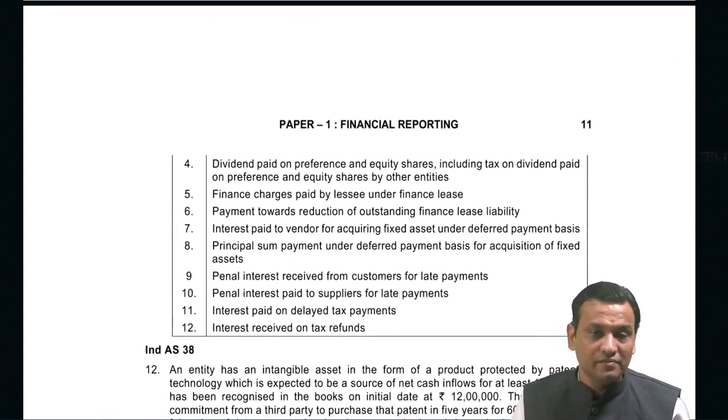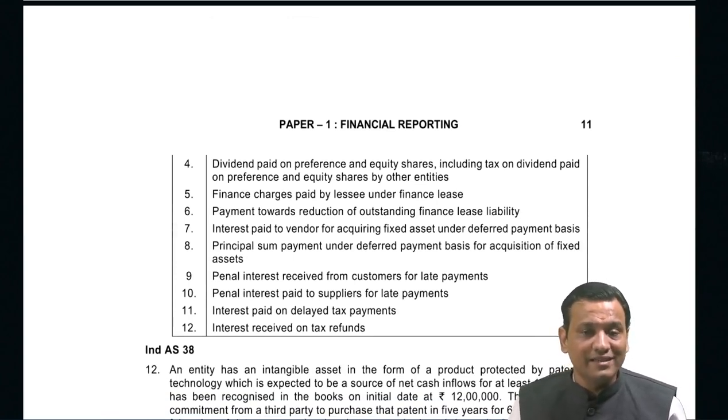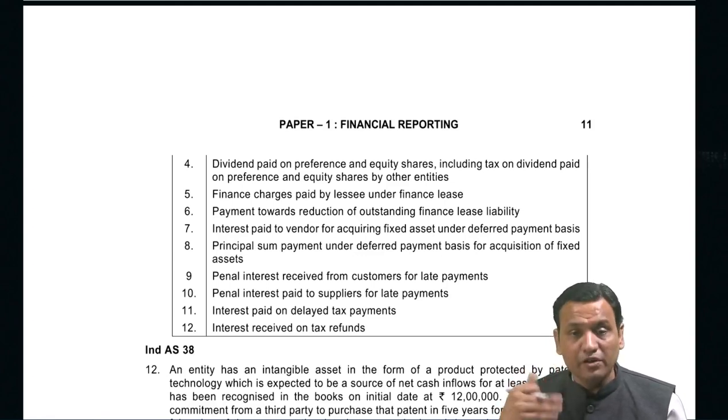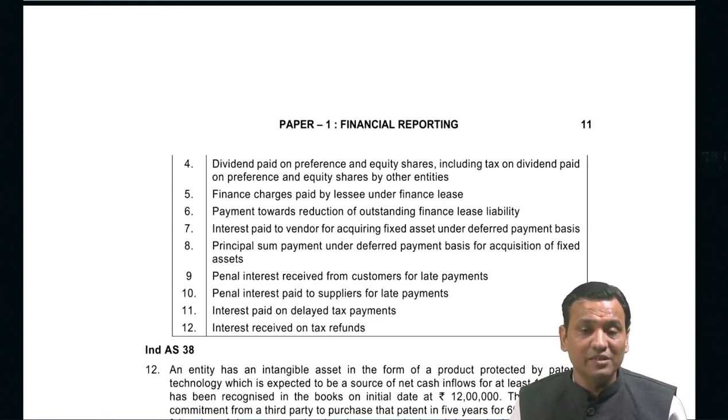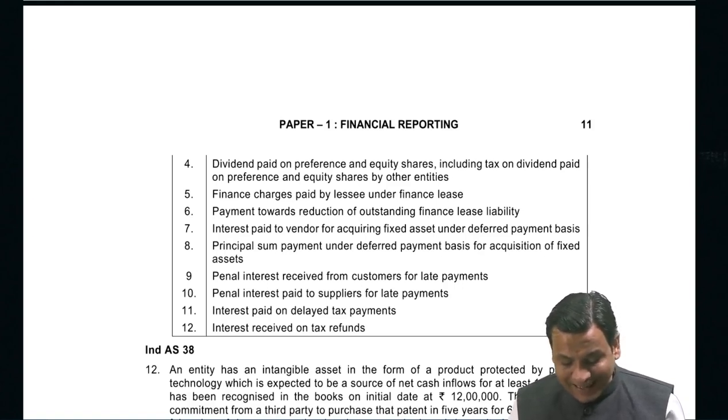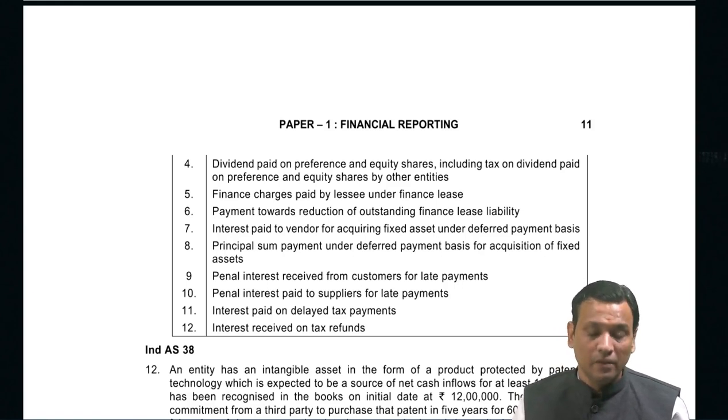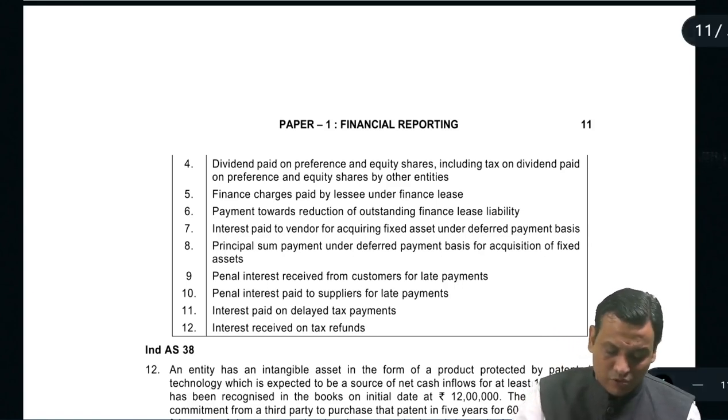other entities, finance charges paid by lessee under finance lease, payment towards reduction of outstanding finance lease liability, interest paid to vendor for acquiring fixed asset under deferred payment basis, principal sum payment under deferred payment basis for acquisition of fixed asset, penal interest paid to supplier, interest paid on delayed tax payment and interest received on tax refund. Friends, just go through it once.